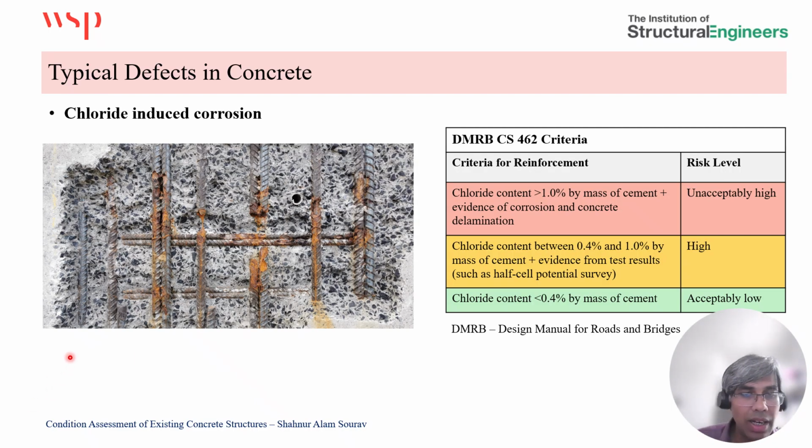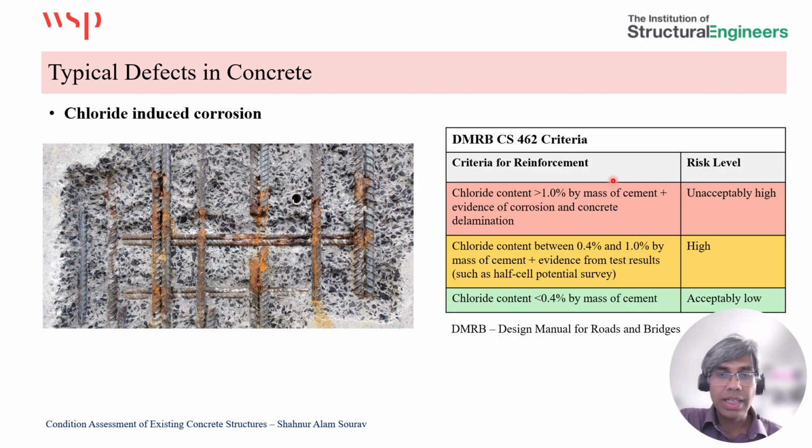So this is a typical example of chloride-induced pitting corrosion in the reinforcement. As we can see, the reinforcement section in this area has completely gone, and in some of the areas the reinforcement was found to be in very good condition. So this is the DMRB CS462 criteria that we use to define the risk level.